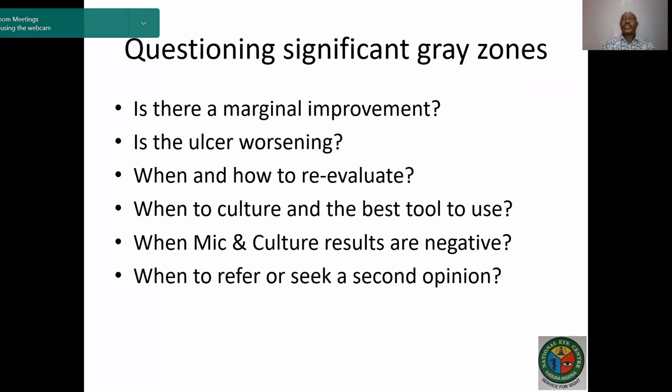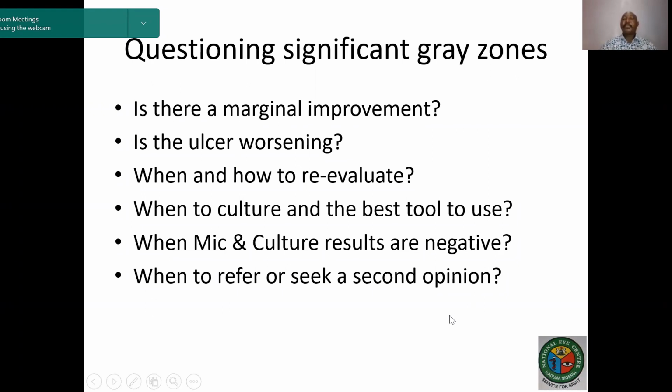When to culture and the best tool to use for culture is also another important gray area, particularly when improvements are just marginal or when in fact the ulcer is worsening. When microscopy and culture results are negative, which many a time we do encounter, these are important questioning gray areas. And what we need to do at such times are things that we'll be looking into in this lecture. When to refer and seek a second opinion.